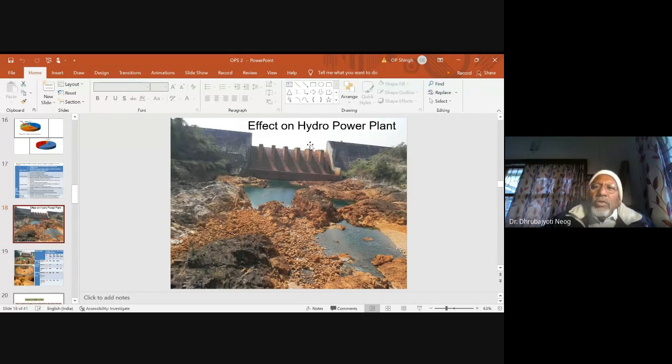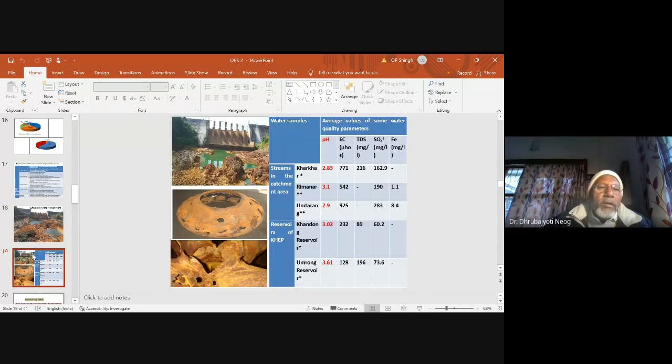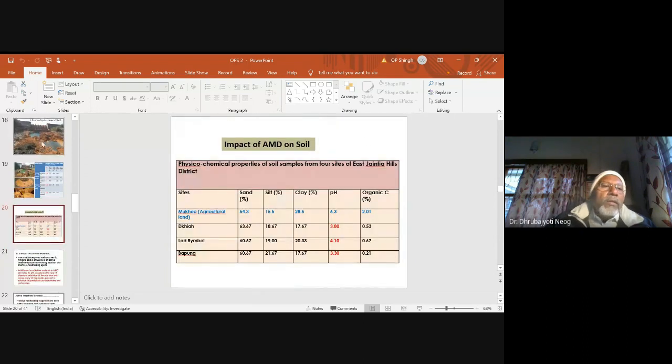And so it not only gives coloration to the surrounding area, to the rocks and the dam, but if you see this slide, it is also damaging the metal parts of the power plant. Pipeline and different parts get damaged due to acidity. I have already shown this slide in the previous lecture that if acid mine drainage goes to the soil, soil pH also goes down, and then soil fertility is affected.